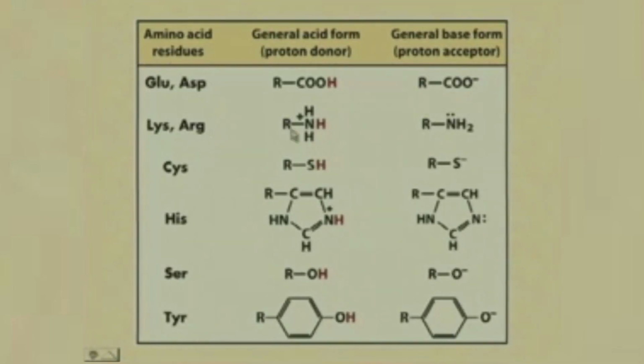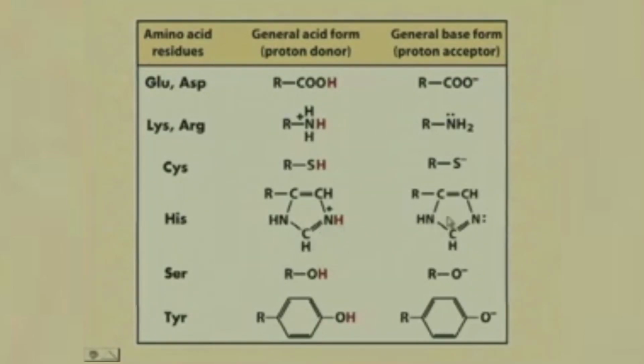What is that going to do? That is also going to act as a proton donor, or if it is in this form, it can act as a proton acceptor. So we can have two forms of each of these. For cysteine, we can have RSH or RS minus, which is going to act as a proton acceptor. And the most important one you have to remember is histidine.